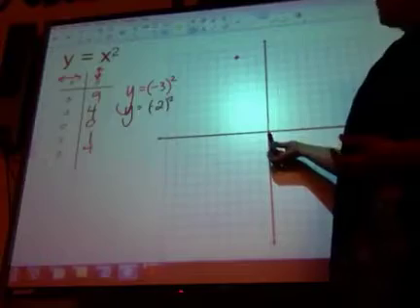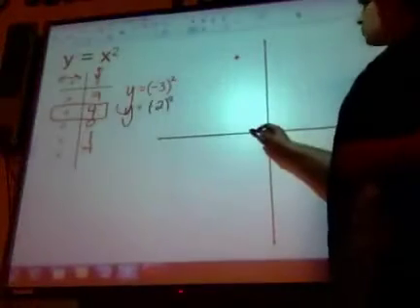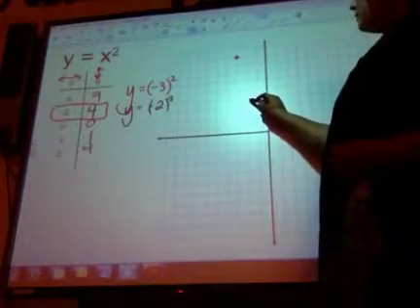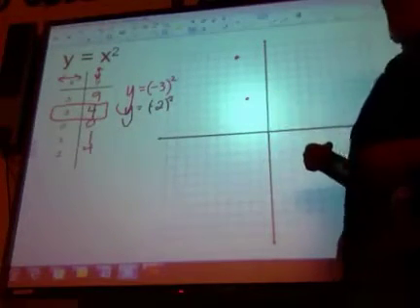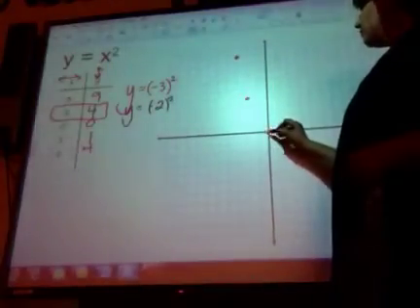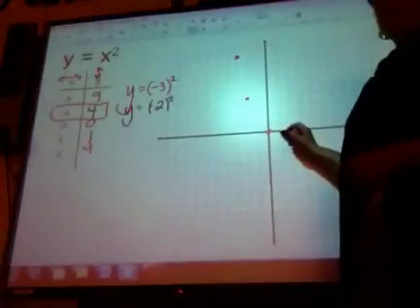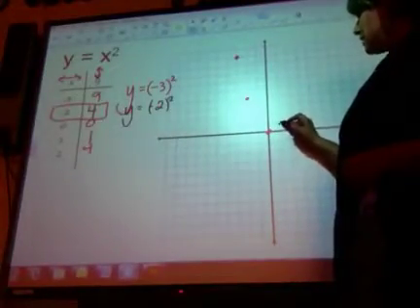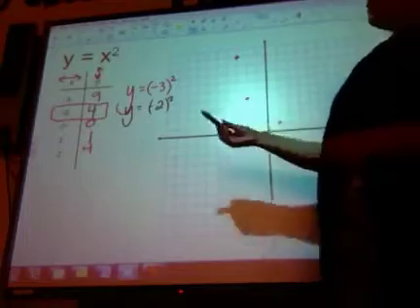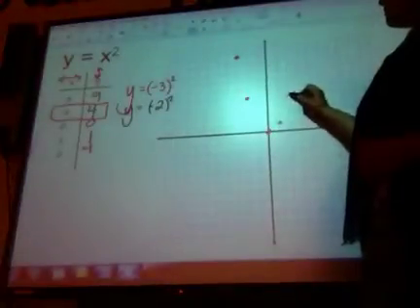Then we start back over at the origin. Now we're going to do the coordinate -2, 4, because that's the next pair of numbers that comes in our table. So we'll go 2 to the left and up 4. Now we go to the next one, which is 0, 0. So over 0, up 0. And then 1, 1. So over 1 to the right because it's positive, and up 1 because that one is positive. Then we have 2, 4. So this is 2 to the right and up 4.